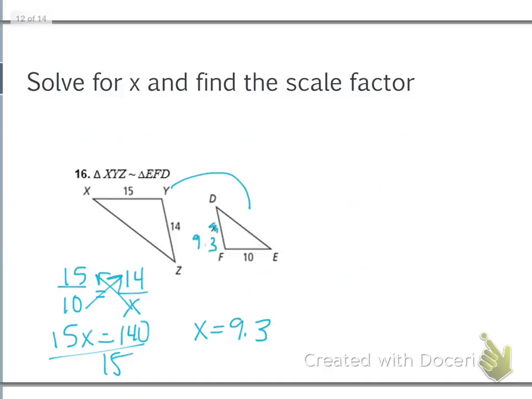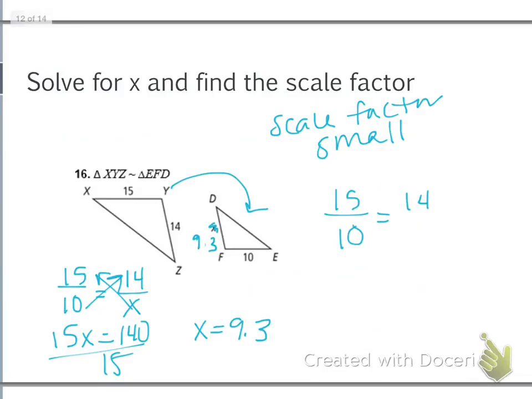I'm going from XYZ to this one. So if I look, I go from 15 to 10, so I'm getting smaller. So my scale factor should be small. So let's say I start with 15, which matches with 10, equals 14, which now matches with 9.3. If I take 15 divided by 10, I get 1.5. And this is also 1.5.